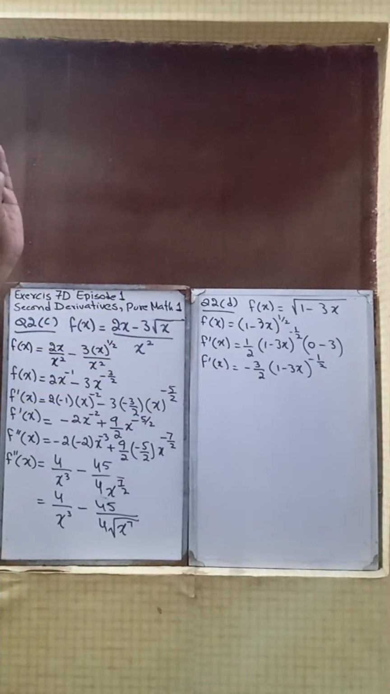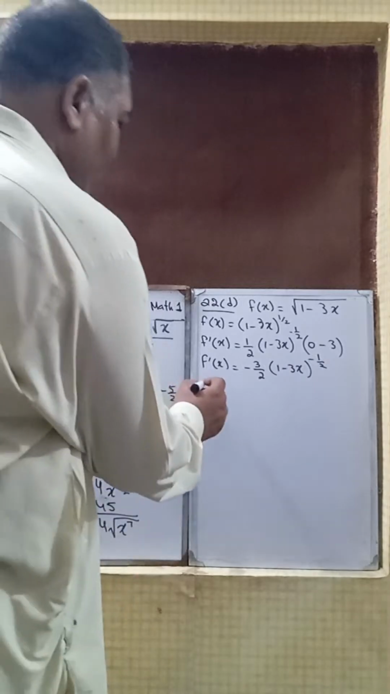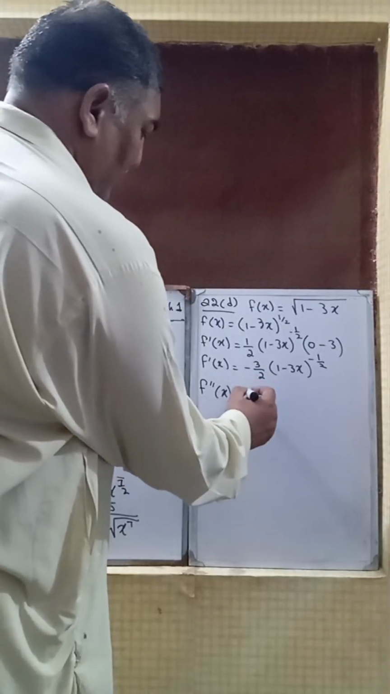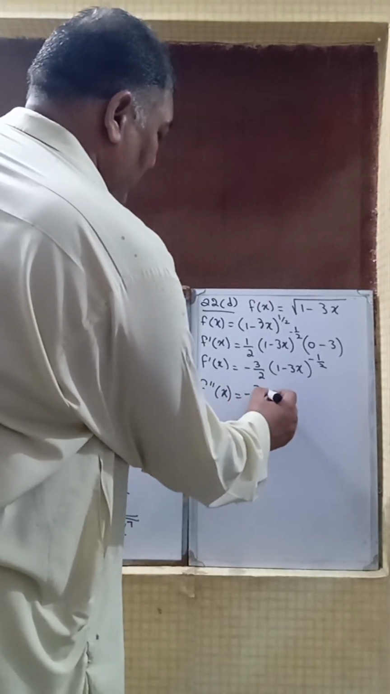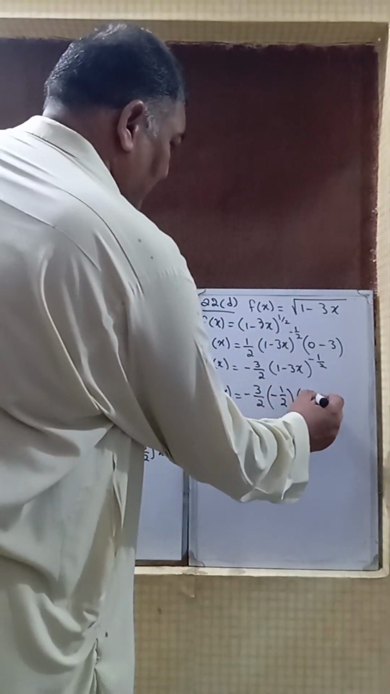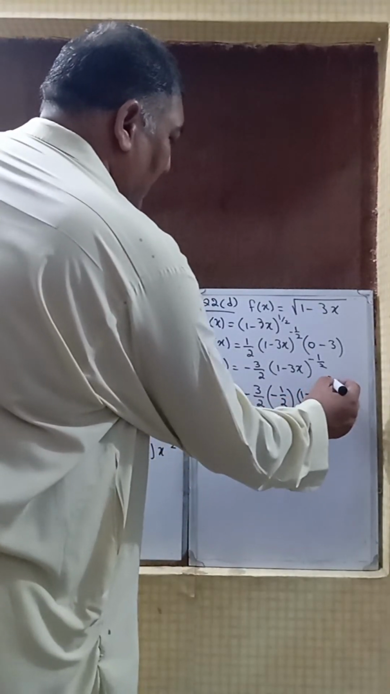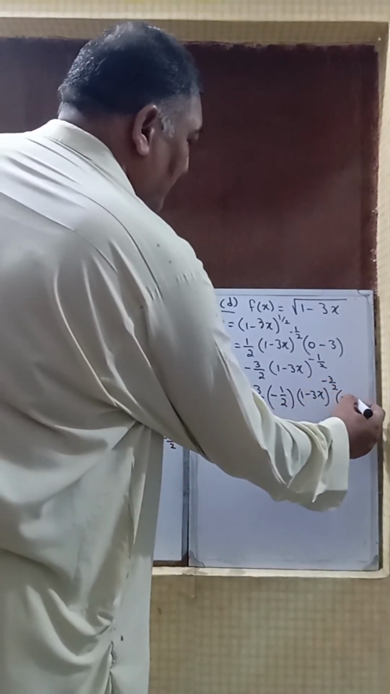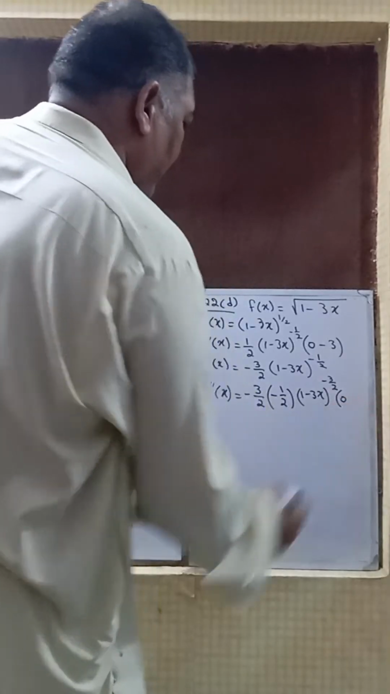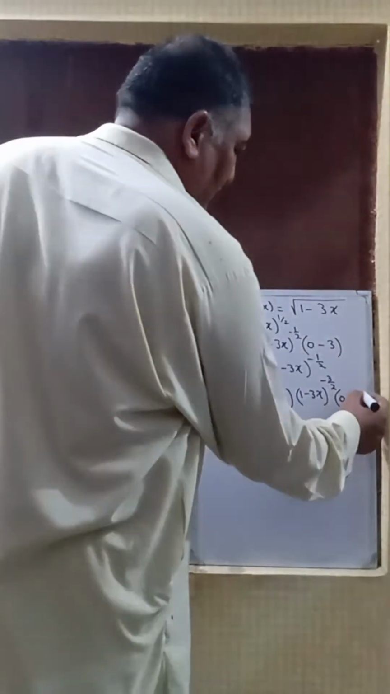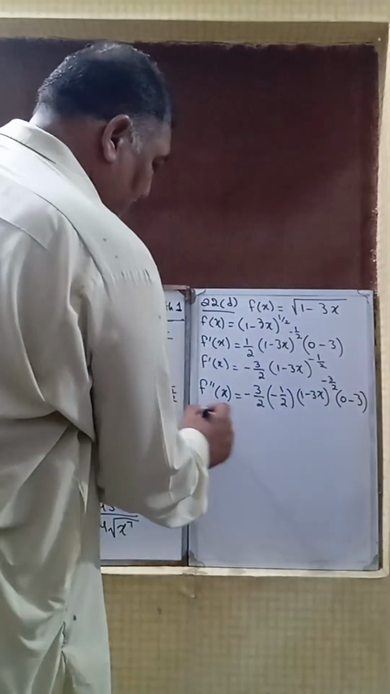Now I will differentiate it again and I will get the second derivative. So the second derivative will be represented like this. It will be minus 3 by 2, the power will come on the side, which is minus 1 by 2, and the power will be decreased by 1. And the derivative of this base will be minus 3.